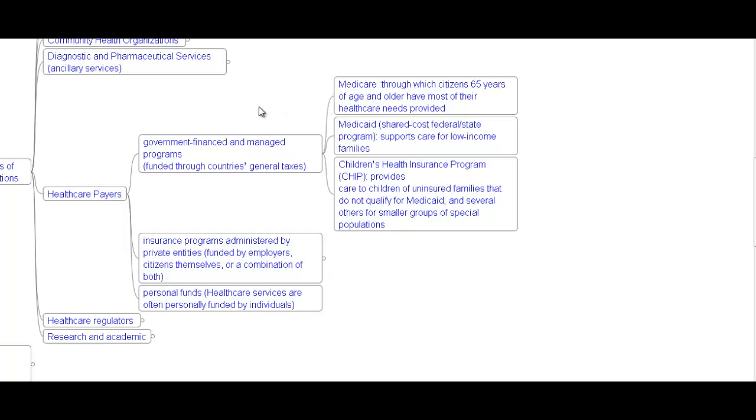Let's see Medicare. Medicare, Medicaid, and CHIP, the Children's Health Insurance Program, are U.S. government funded programs. Medicare is the program through which citizens 65 years of age and older have most of their healthcare needs provided. Medicaid, a federal-state program, supports care for low-income families, and the Children's Health Insurance Program, CHIP, provides care to children of uninsured families that don't qualify for Medicaid, and several other smaller groups of special populations.